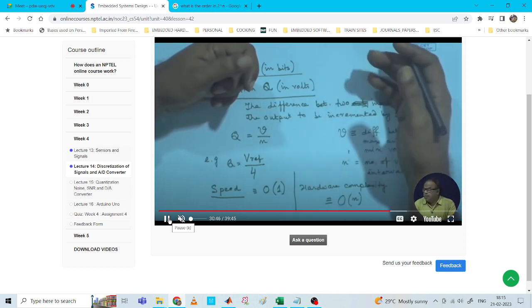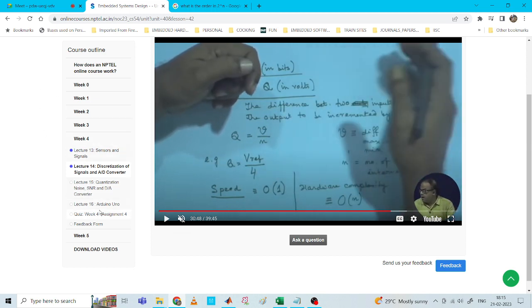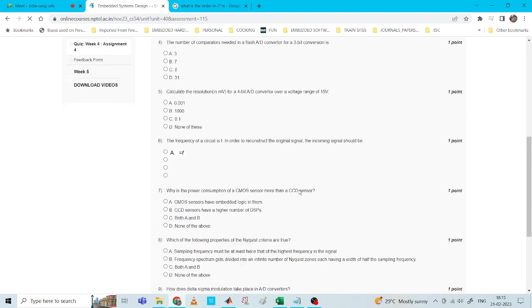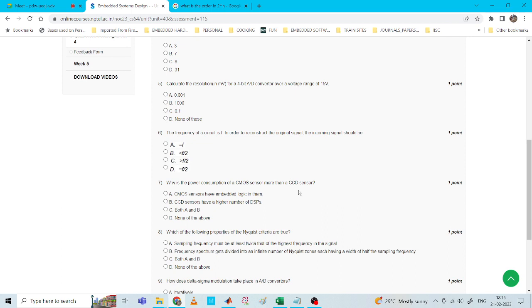Okay, sir. This is assignment number 4, question number 7. The question says the CMOS sensor has more power consumption compared to the CCD, but actually the CCD has more power consumption, no, sir? Yes, we discussed that last time, but what about this question, sir? If the question is wrong, how will we evaluate it, sir?